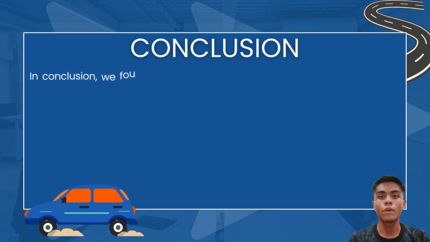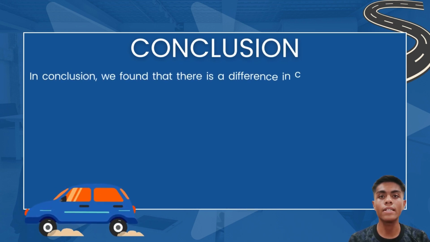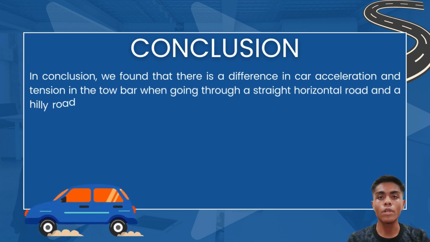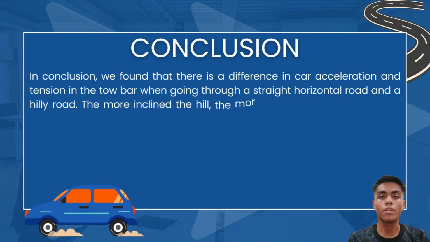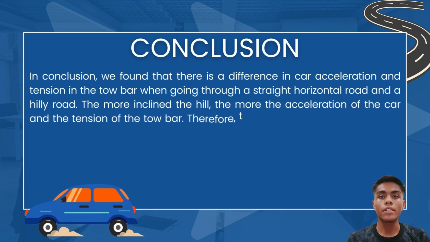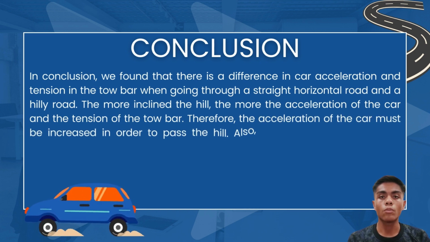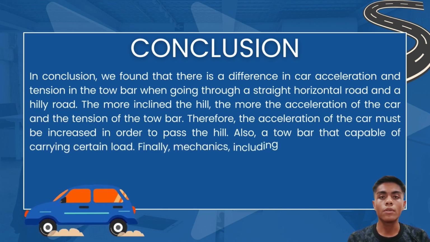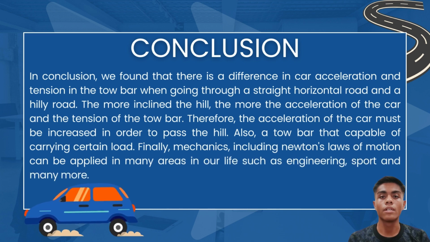In conclusion, we found that there is a difference in car acceleration and tension in the tow bar when going through a straight horizontal road and a hilly road. The more inclined the hill, the more the acceleration of the car and the tension of the tow bar. Therefore, the acceleration of the car must be increased in order to pass the hill. Also, a tow bar must be capable of carrying a certain load. Finally, mechanics including Newton's law of motion can be applied in many areas in our life, such as engineering, sports, and many more.